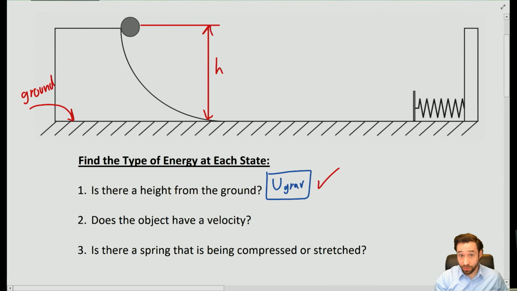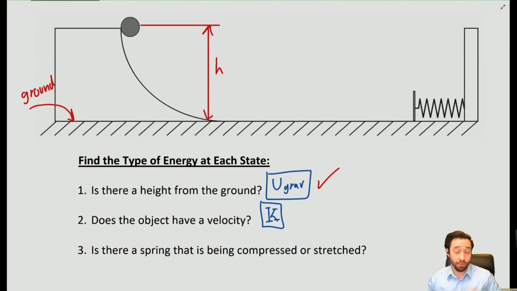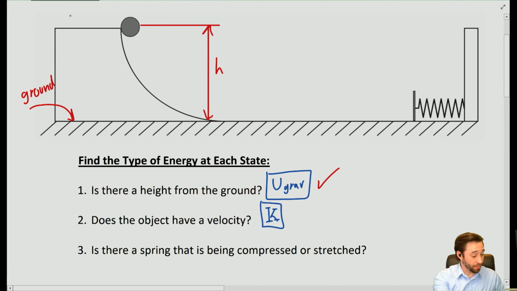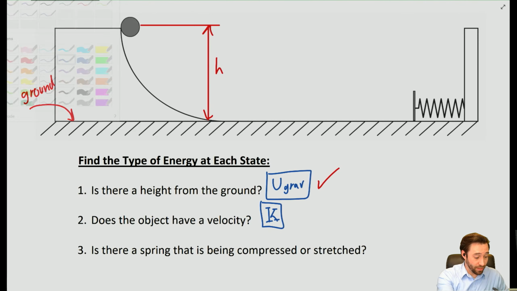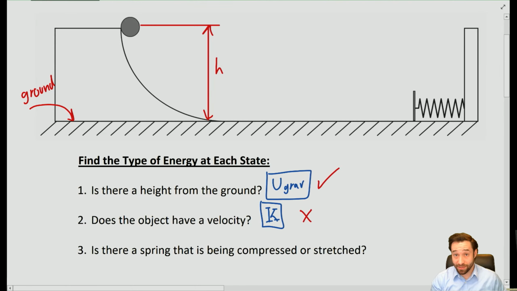The second question is: does the object have a velocity? This is dealing with kinetic energy. This helps us determine whether there is kinetic energy present. At the very beginning of the problem, we've released the ball and it doesn't have enough time yet to start speeding up. So we're going to say that the initial velocity when we start is 0. Does the object have a velocity? No, it does not. So there is no kinetic energy at state 1.